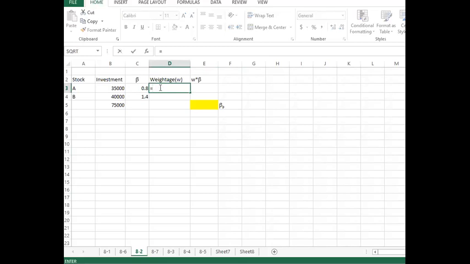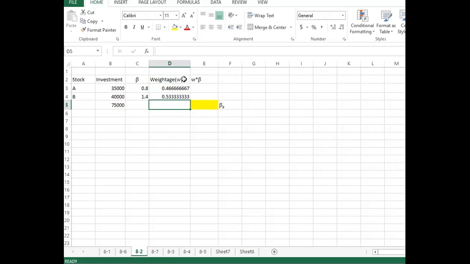Here, in stock A, she invested 35,000 and her total investment is 75,000. So the weightage is 0.4667, or you can say 46.67% of her investment is in stock A. For stock B, the weightage would be 40,000 divided by 75,000, so 0.5333.